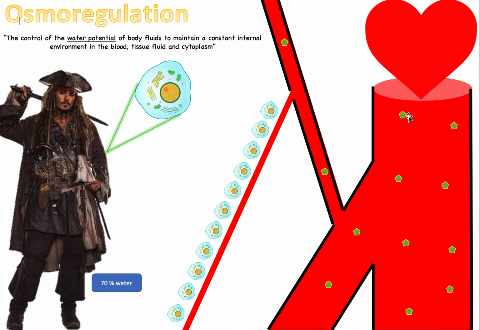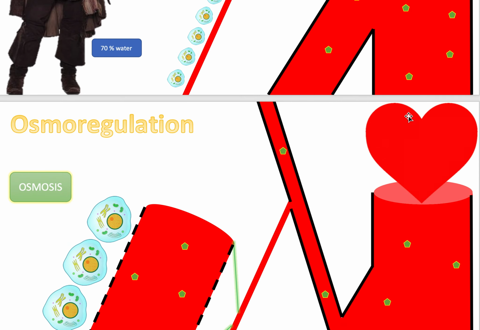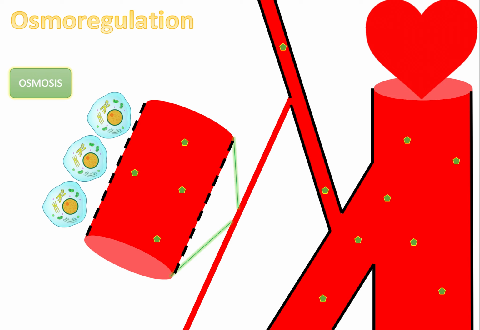Why do these ions matter? For this topic, you need to make sure you understand osmosis. So let's get to a picture. Here we have the same picture. I'm just zooming in on a capillary, on this area and the cells next to it. So why do these ions matter? Assume there are no ions.